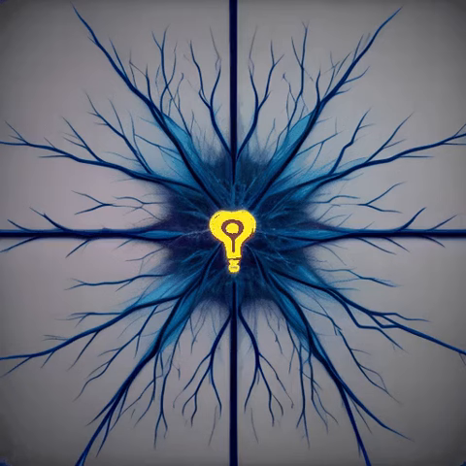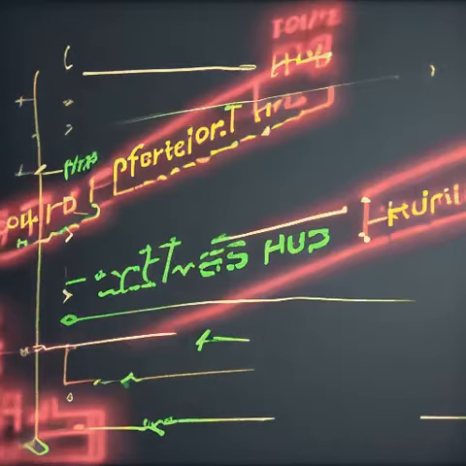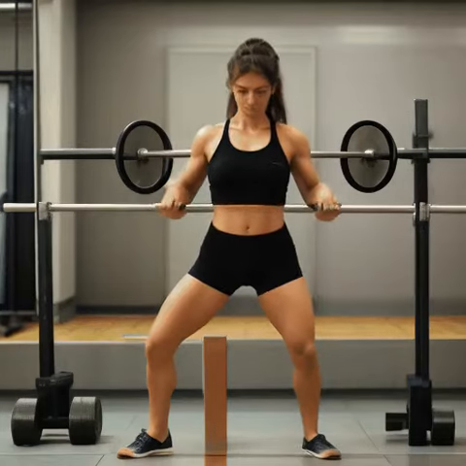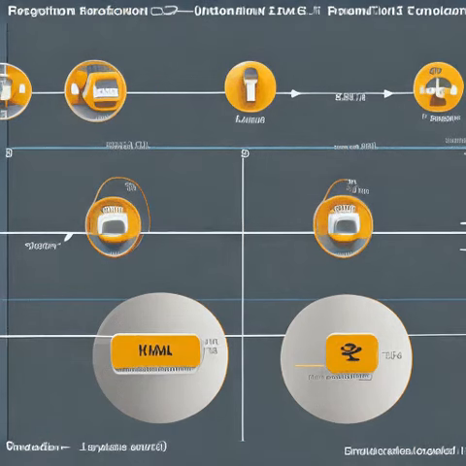Activation function. Determines the output of a neuron by applying a transformation to the input. Common activation functions include sigmoid, ReLU, tanh. Training. The process of adjusting weights and biases to improve the network's accuracy. This involves forward propagation, loss function, backpropagation.